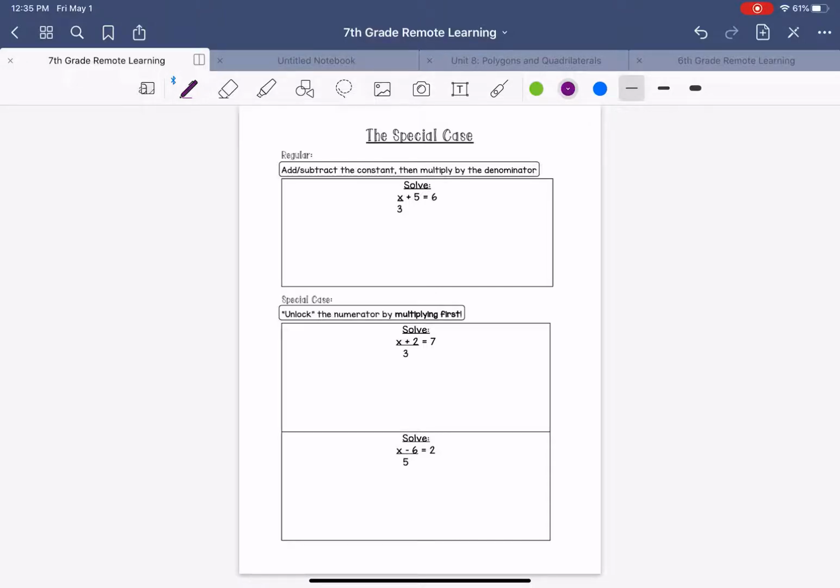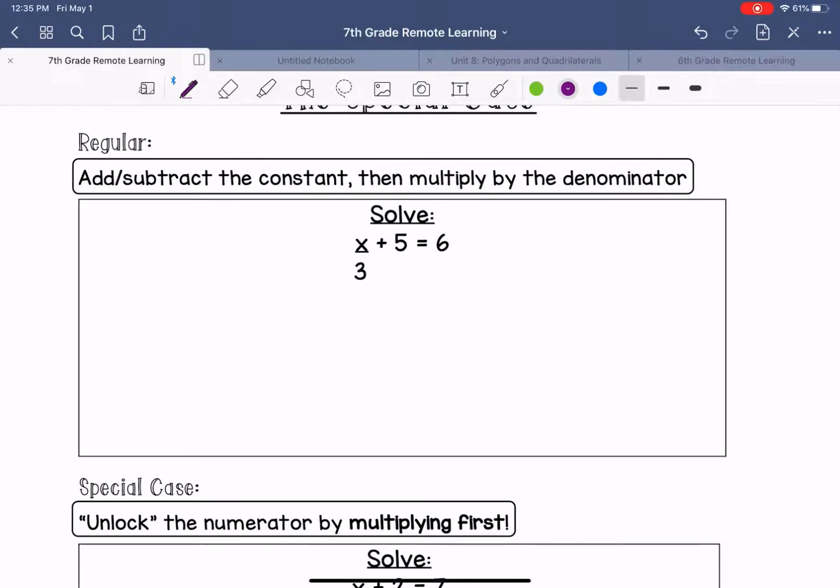Hello, lovely humans. Today we're going to talk about a special type of two-step equations. But before we do that, we're going to review a type of two-step equations that we've already talked about, and that is the type that has division.